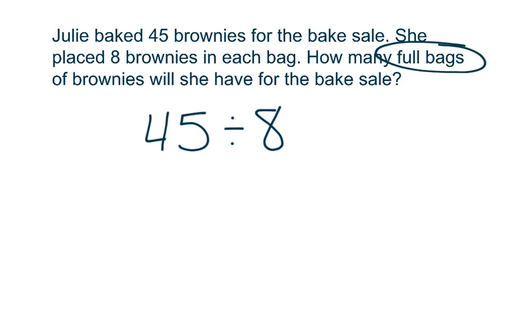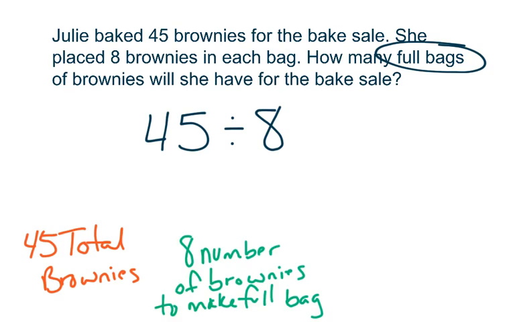I want to understand what all of these different pieces are. Yes, they have names like my dividend and my divisor, but I want to know in this problem, what am I talking about? My 45 is my total number of brownies. So that's what my 45 represents. And then my 8 represents that there are going to be 8 brownies in each bag. So my 8 is the number that go in each bag. And because there are 8 that are going into each bag, that's going to be a full bag. So if I have 8 brownies, that means the bag is full.